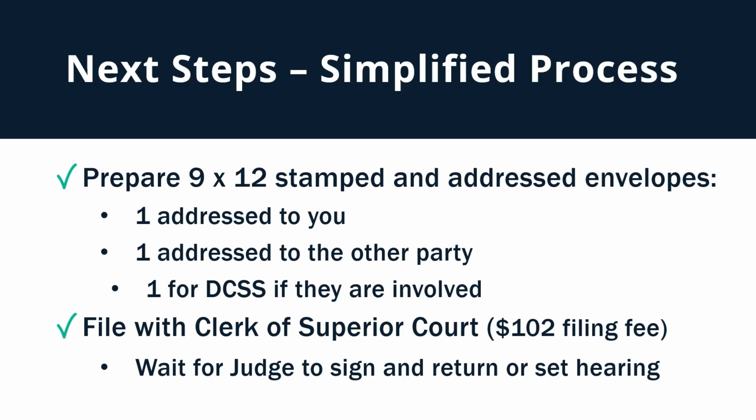When the other party has been served, file the proof of service with the clerk of Superior Court. Once the proof of service is filed, the judge will wait 20 to 30 days to see if the other party files an objection. If no objection is filed, you'll wait for the judge to sign the order and return copies to you. If an objection is filed, the judge will set a hearing and mail a notice to you.